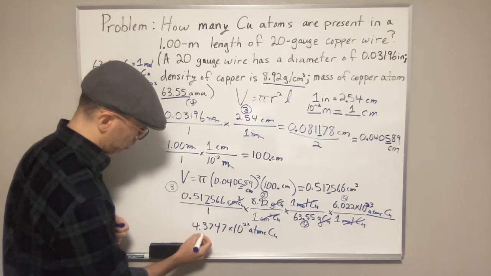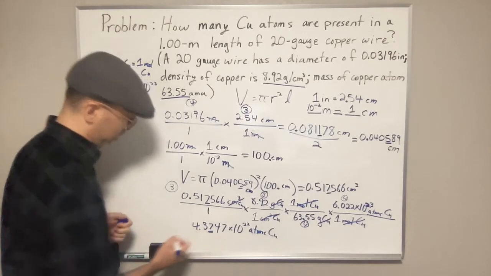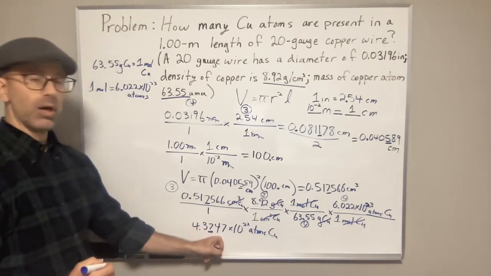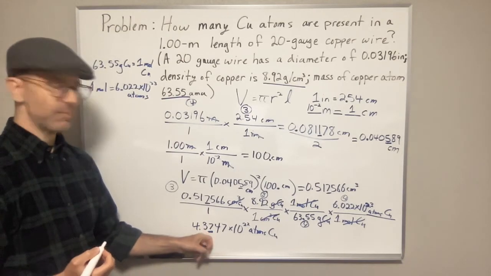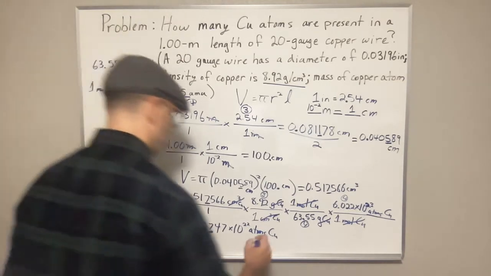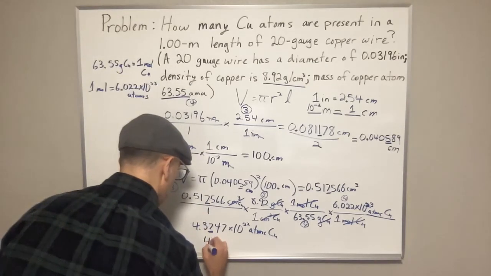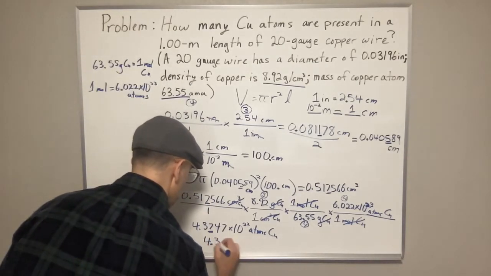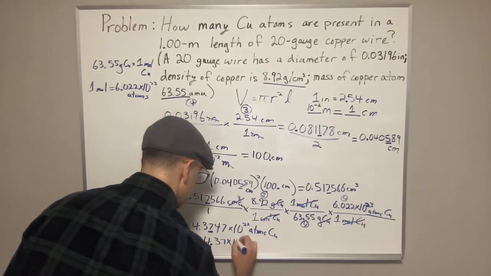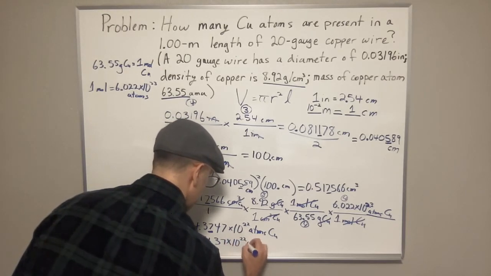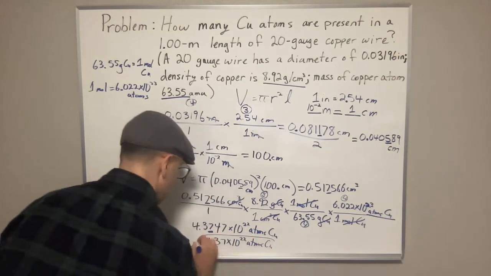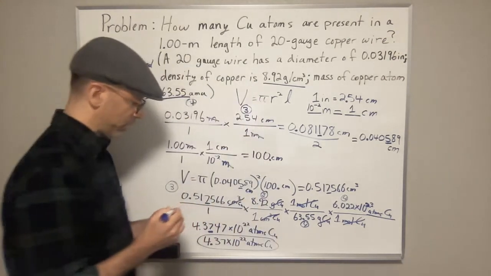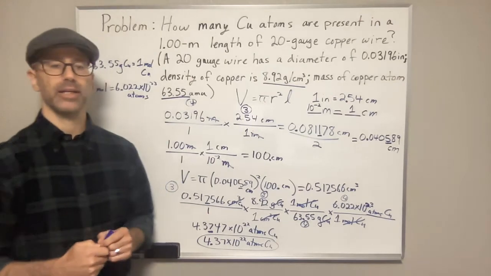So we can only keep 3. So 1, 2, 3. So we're allowed that there. 4, that's less than 5. So that means we keep the 7. So our final answer would be 4.37 times 10 to the 22nd atoms of copper. So that, ladies and gentlemen, is our final answer.